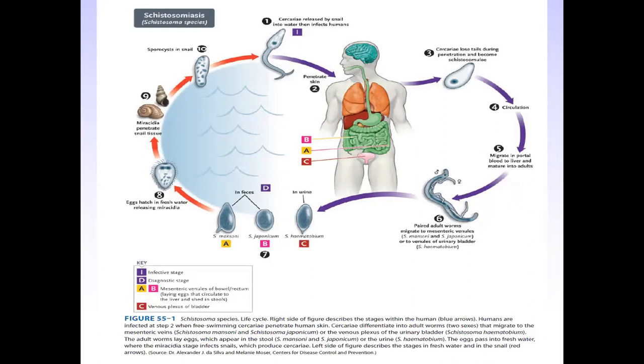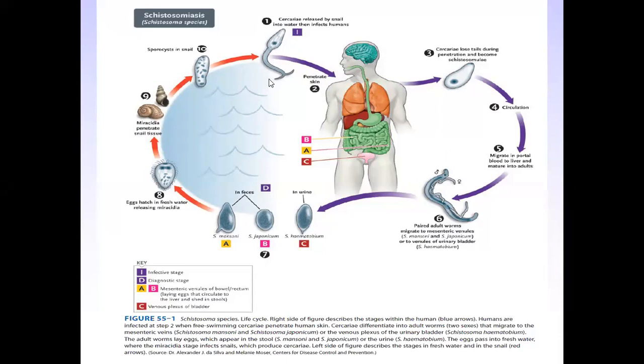The adult worms then are going to migrate to the mesenteric venules, or the venules of the urinary bladder in case of Schistosoma haematobium. There they are going to stay and start passing out the ova in the urine in case of Schistosoma haematobium, and in the feces in case of the other two species. These ova are going to hatch in fresh water and release the miracidia, and these are going to penetrate the snail tissue. Once in the snail, they are going to develop, and once developed, they are released as the infective forms, which are the cercaria.